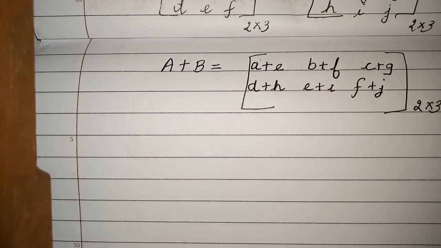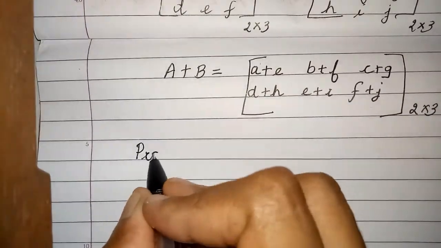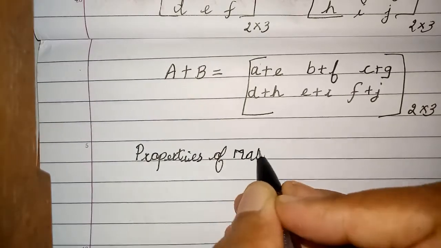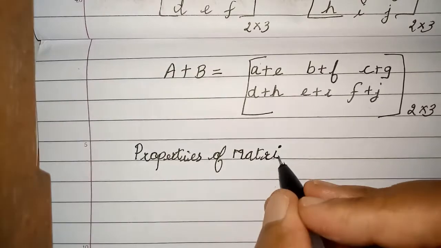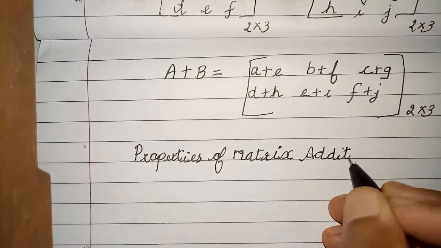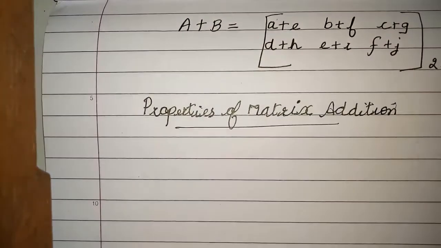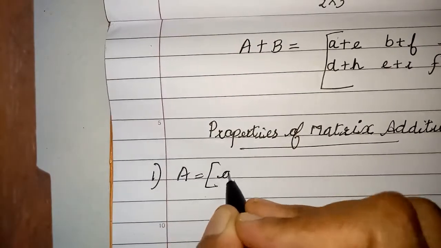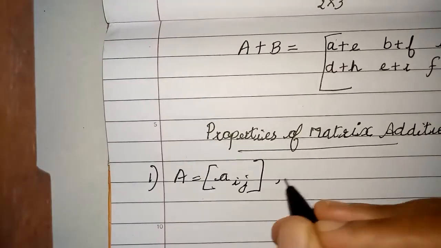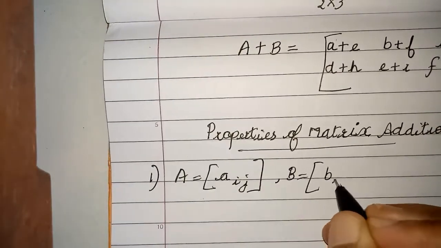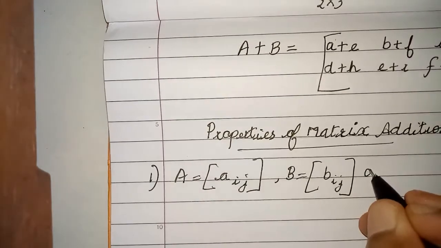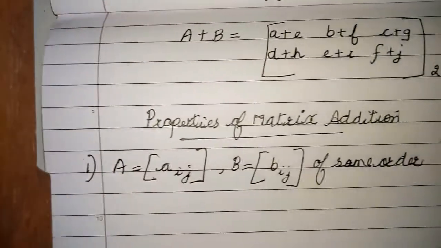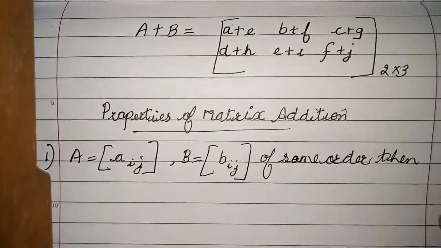Now let us see some properties of matrix addition. The first property says that if I have a matrix A equal to Aij, (last time I taught you how to write the general form of a matrix), and B is equal to Bij, they both are matrices of the same order, then matrix addition is commutative.